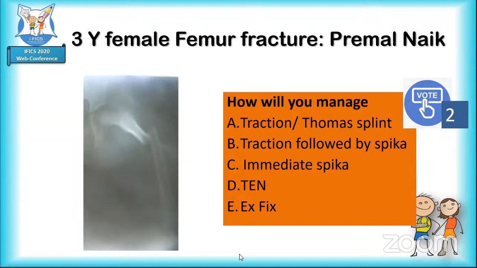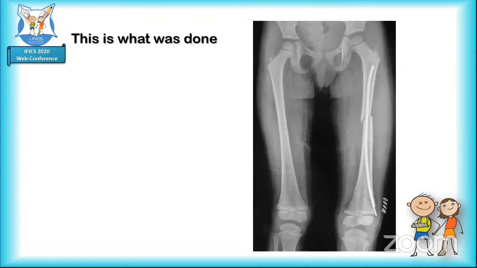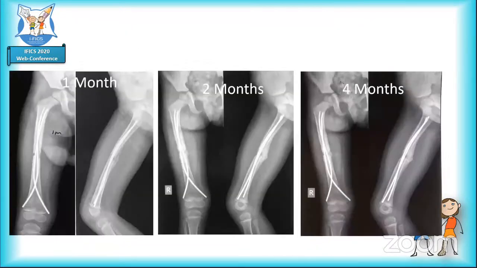Absolutely. So it's going to be conservative, immediate spica or traction, as the audience has said. But this child, with the entire range of operative treatment, to what extent it can go, was treated with two elastic nails. Where do you categorize this? Is it effective nailing, suboptimal nailing, or is this a disaster? What do you feel is happening here?